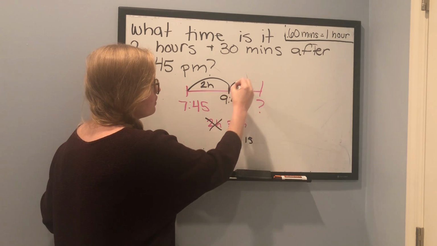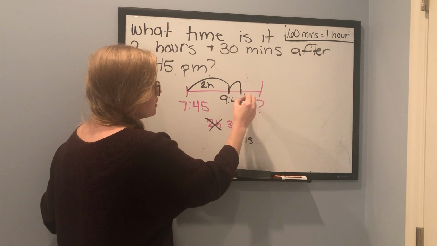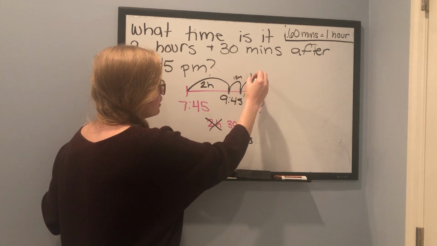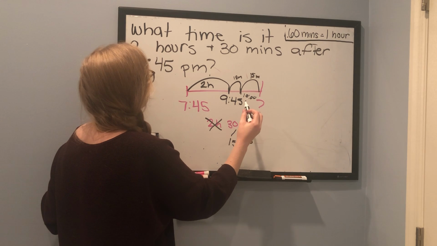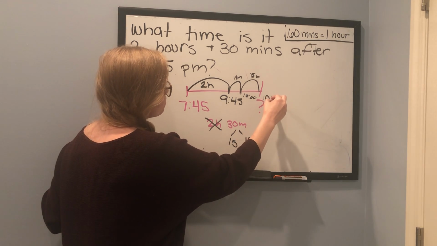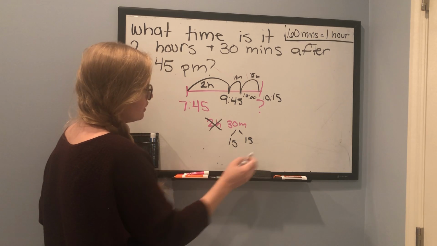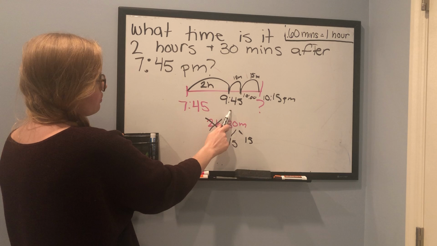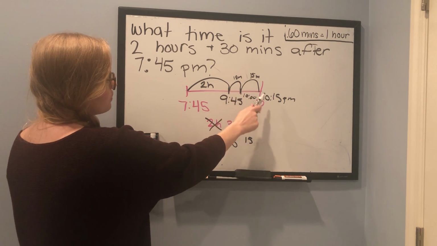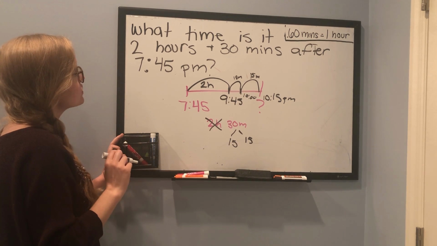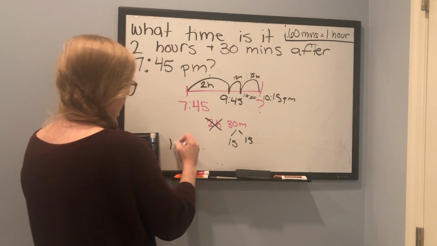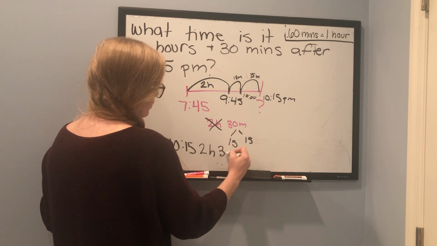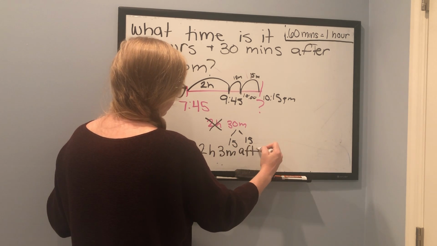From 9:45, hopping 15 minutes, we have 10 o'clock, and then another 15 minutes to 10:15. Okay, so that will be our answer. So we have 2 hours to 9:45, 15 minutes to 10, another 15 minutes to 10:15. Our answer is, it is 10:15, 2 hours and 30 minutes after 7:45 p.m.